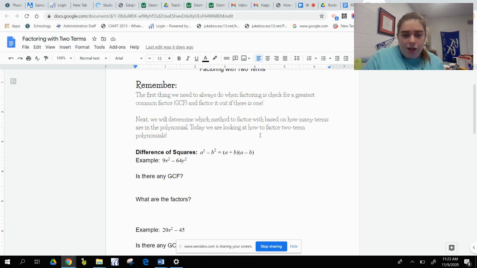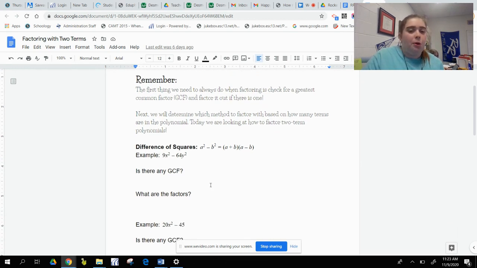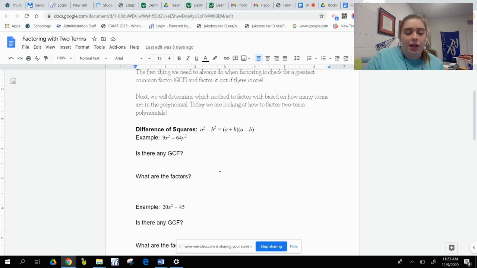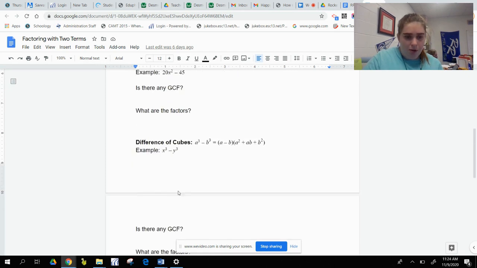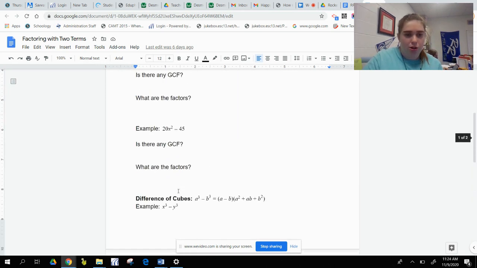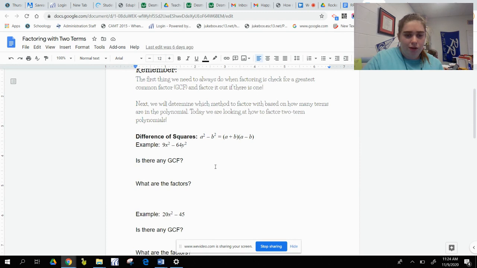So we just have a reminder here at the very top. Remember, the first thing we always have to do for factoring is check for a greatest common factor, and take that out if there is one. On all of these, we're going to check for that first and then move on to whichever method we're using. These are all for two-term polynomials. You'll see that this has two terms, all the way down on all of these. So let's look at the first one.